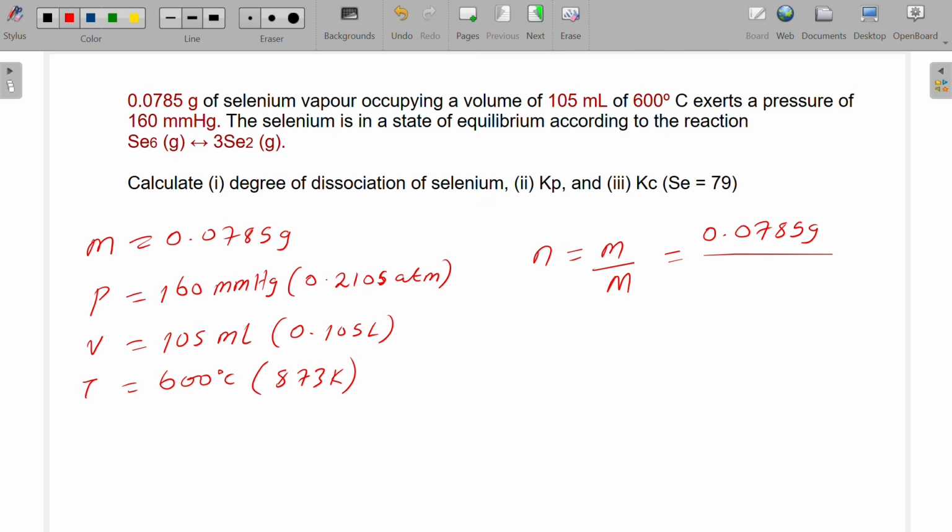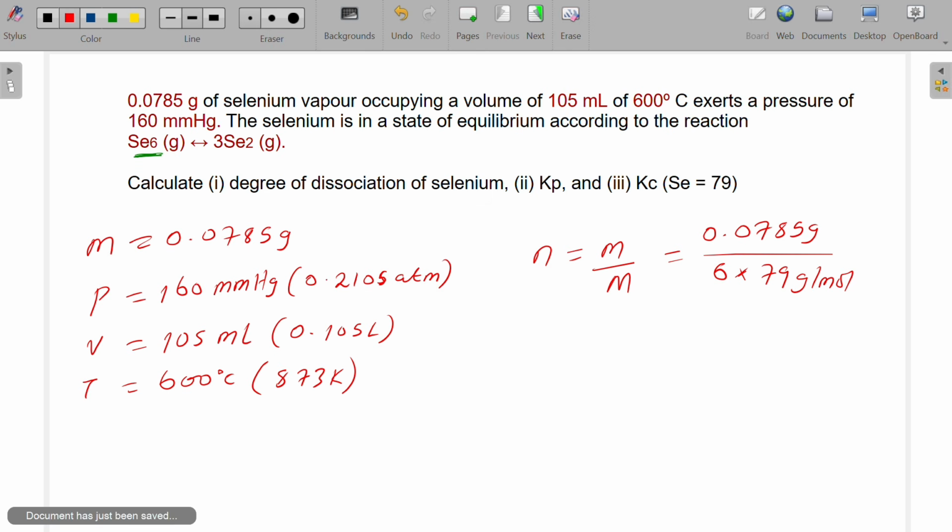Now, the selenium, the number of moles we are looking for is for this component here. So you can see it has got a subscript of 6 here. What that implies is we have 6 atoms of selenium. So the molar mass would be 6 multiplied by 79 grams per mole. So that's what we are going to have here. The number of atoms, which is 6, multiplied by the molar mass.